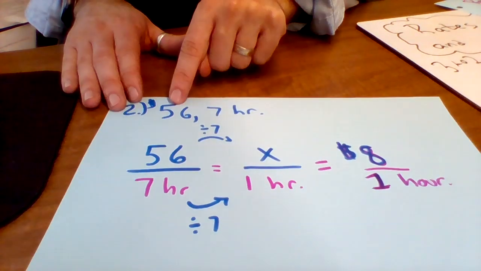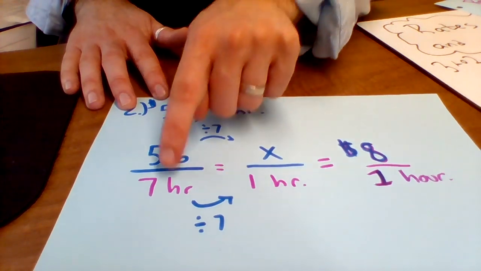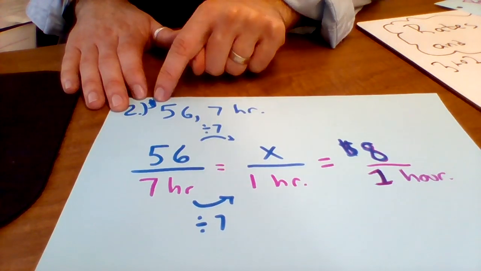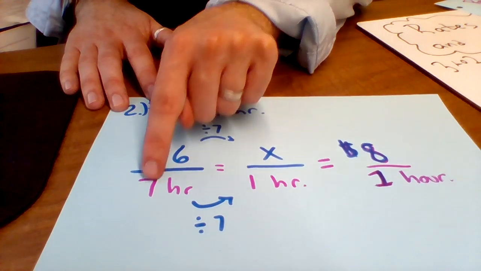Cool. Let's do our second example. It says, last week Alexander was paid $56 for 7 hours of work. How much money does Alexander's job pay per hour? Okay, so we're going to set up a rate. So I have $56 and 7 hours. Well, 7 hours is time. That's going to go on the bottom. $56, well, that's dollars, so that goes on top. So I have 56 over 7 hours.